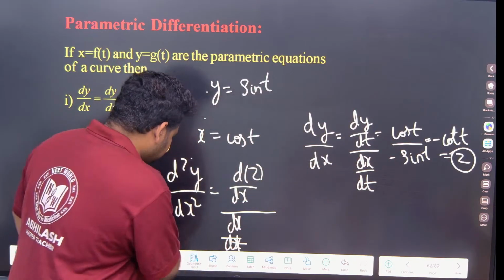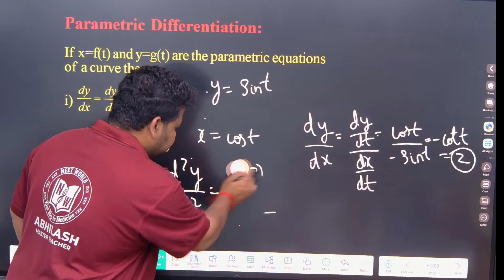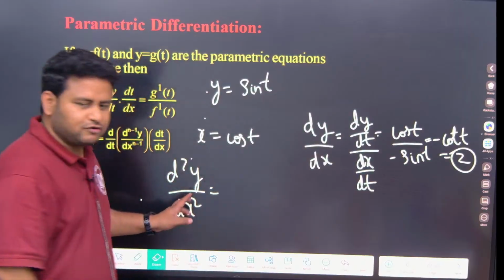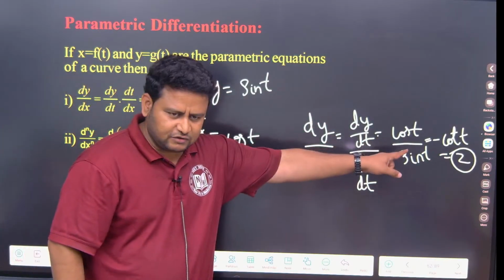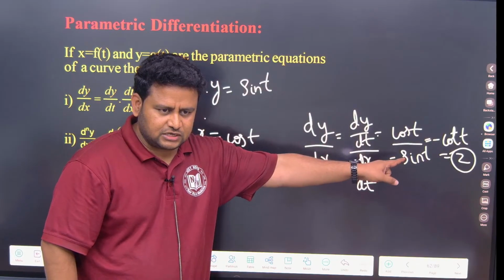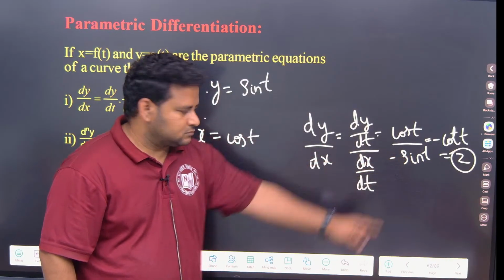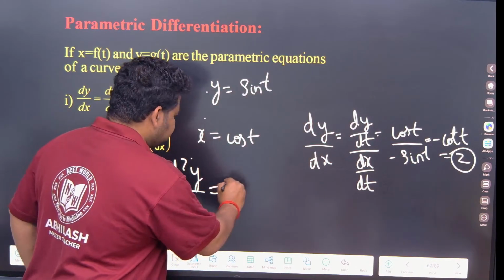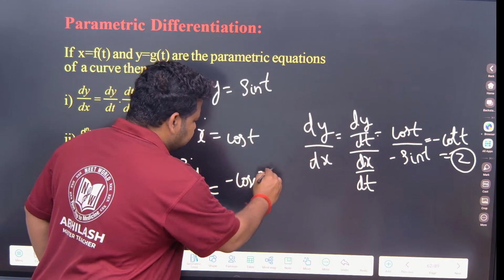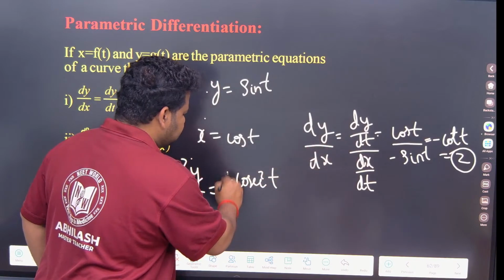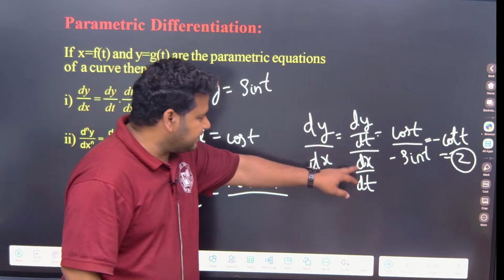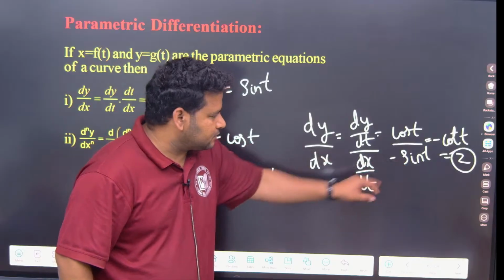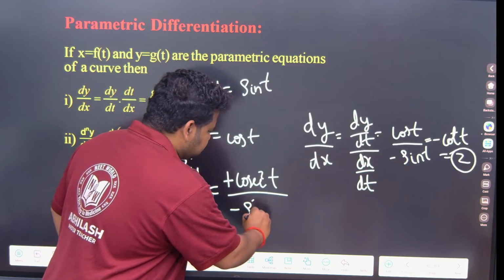First, it is simple, no need to remember all these formulas. For d square y by dx square, find the differentiation of cot t. What is the differentiation of cot t? Minus cosecant square t. Since minus is already there, you will write it as plus. Divide by dx by dt. What did you get for dx by dt? Minus sin t.